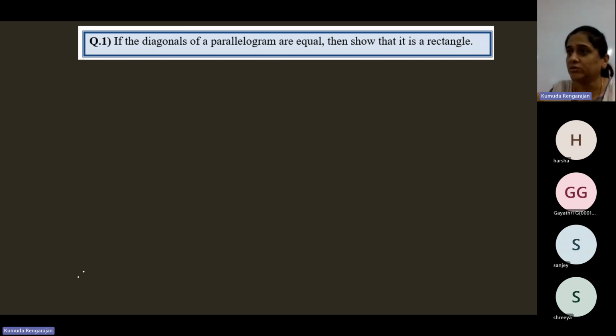I've shared all this with you. Apart from the definition of every quadrilateral, I have also shared the properties on WhatsApp. I've shared all the properties of a parallelogram, rhombus, rectangle, square. You need to learn all of them.